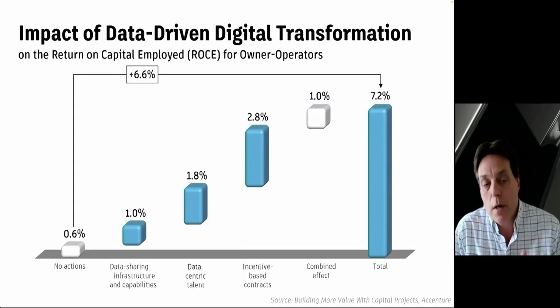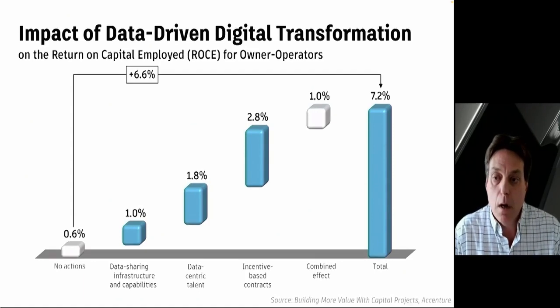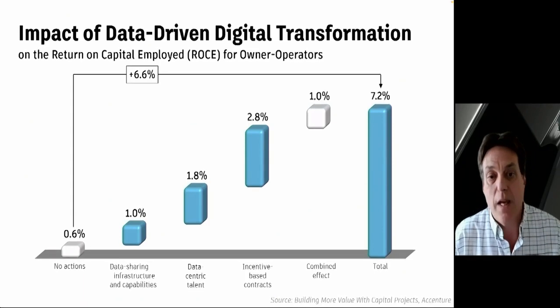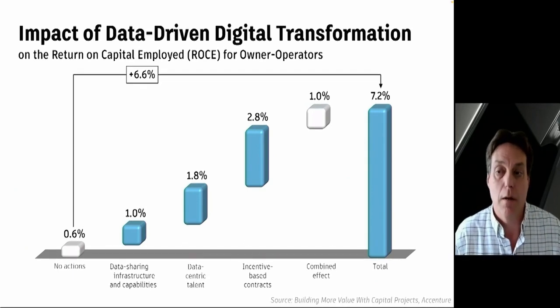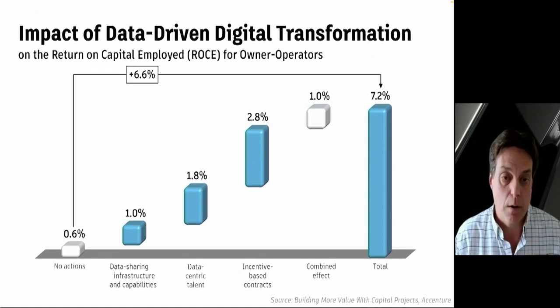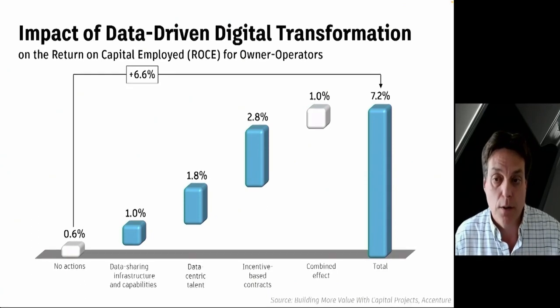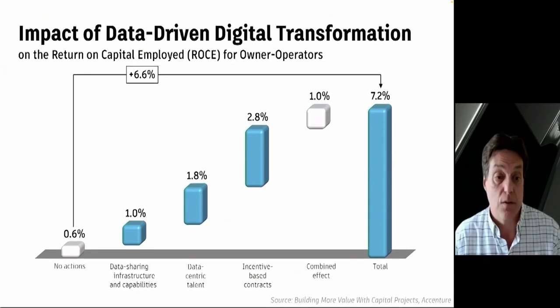Another recent study by Accenture showed the potential return on capital an owner-operator could achieve through digital transformation. Not surprisingly, the biggest gains can be achieved by incentivizing project stakeholders to work in an integrated fashion and deliver digital, which can help realize more value through efficient use of resources and adoption of a more innovative process and methods. However, to achieve the full benefit, owners also need to invest in data sharing and data-centric talent.